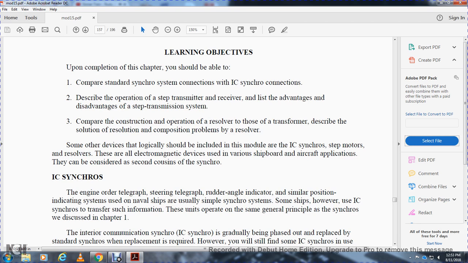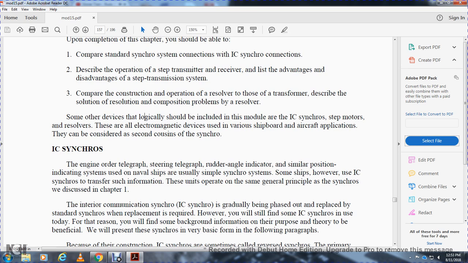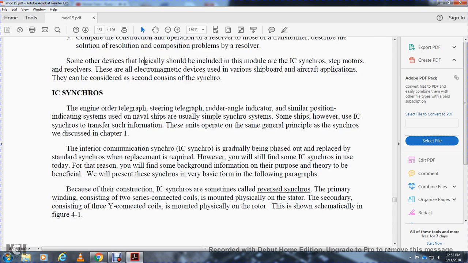Some of the general principles of synchros we'll discuss in chapter 1. The interior communication synchros are gradually being phased out and replaced by standard synchros. I'm sorry about that. It was the interior communication synchros. However, you'll see that interior communication synchros are new today, so for the full background information on their purpose, we will present the synchros in the following paragraphs.